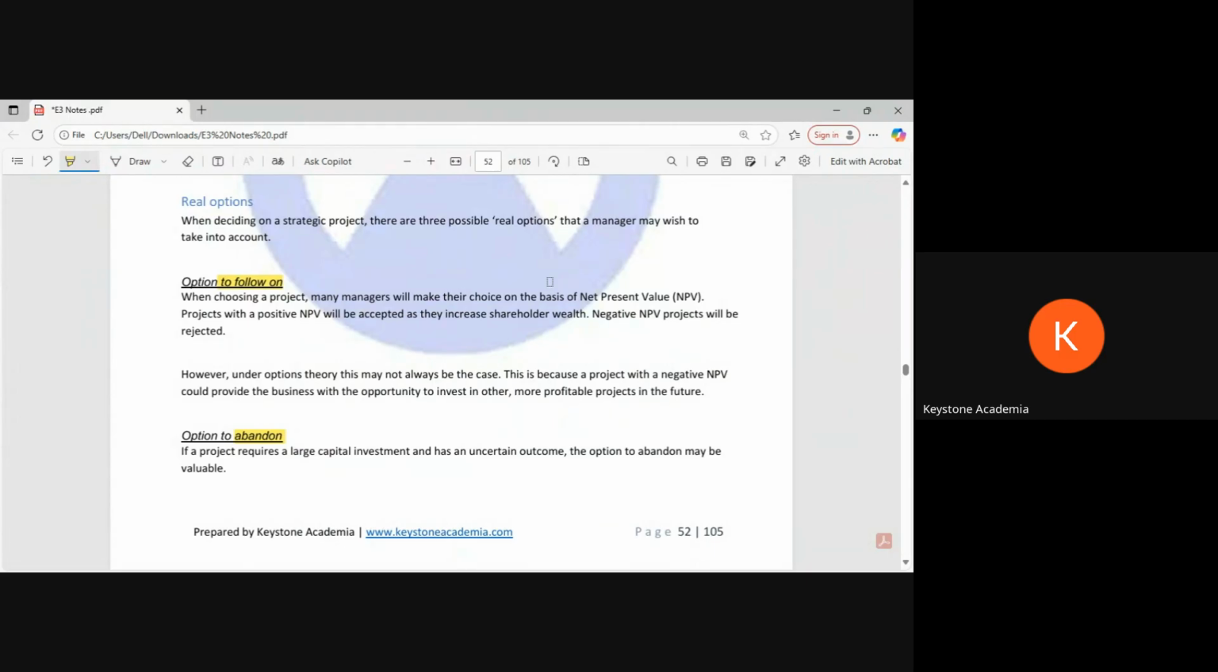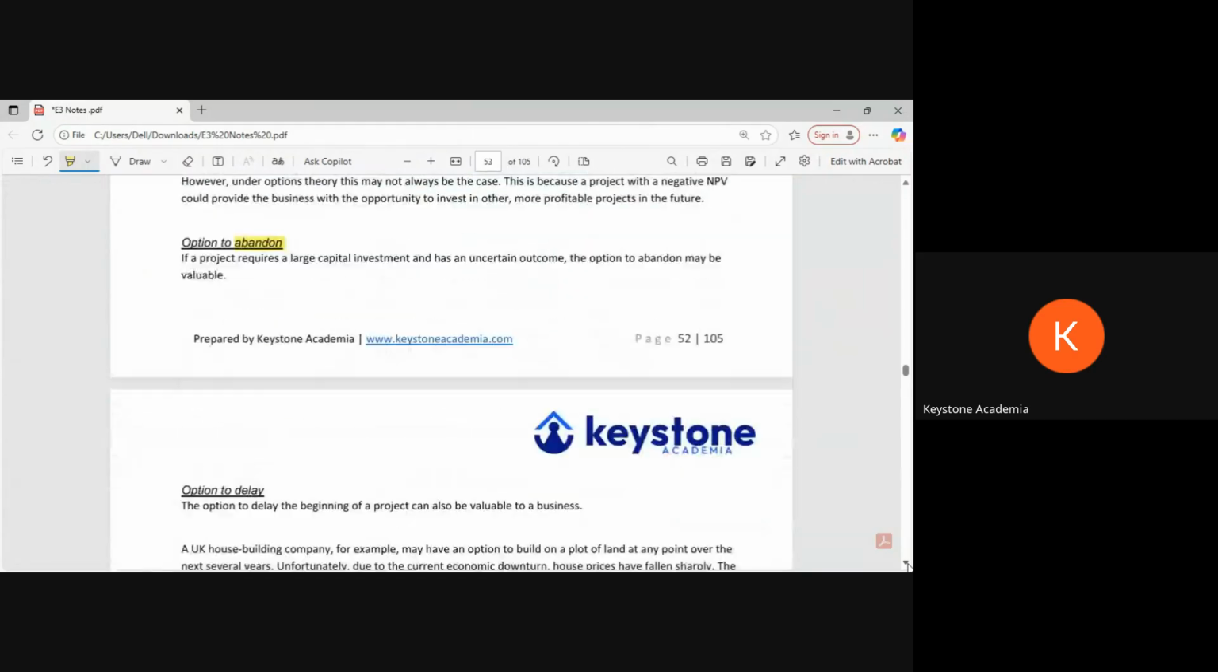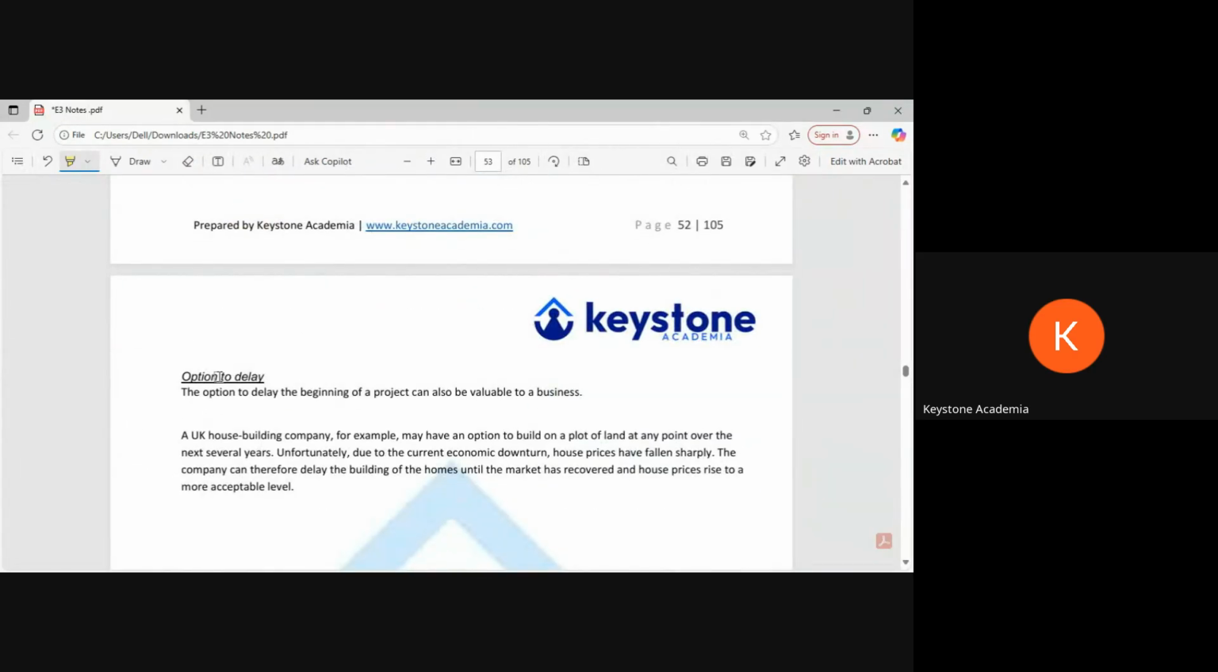So many students don't do a recommendation. It's good if you do the recommendation. What should be the recommendation? Whether to follow on, like go for it, or to abandon, not go for it. Then we might have a third option, the option to delay. You can say, this information is too little to decide. It's better to do further analysis before we decide to go for it or not.